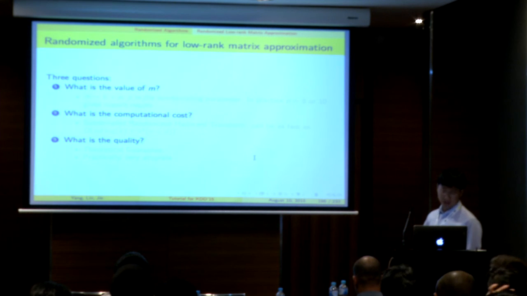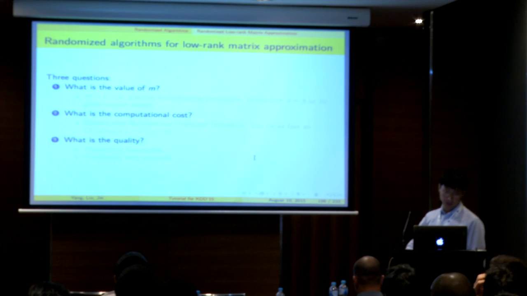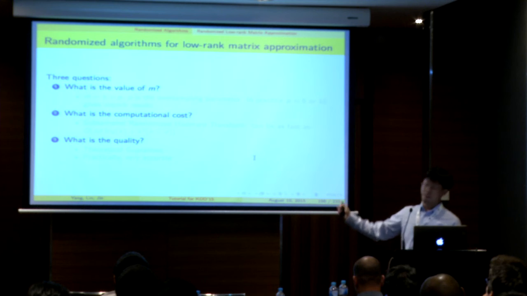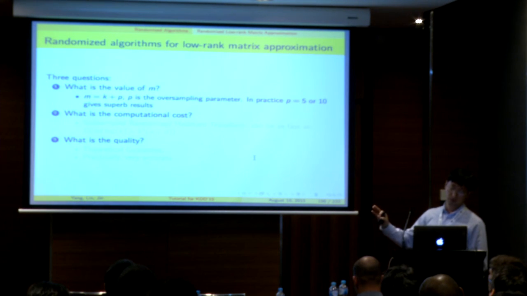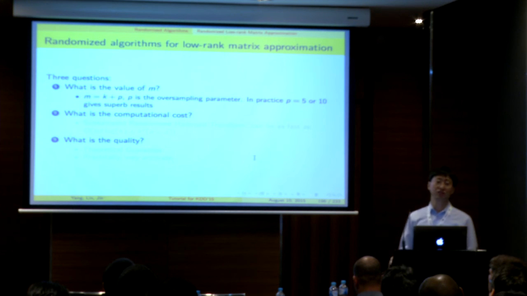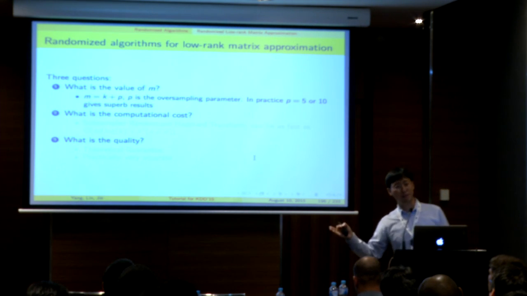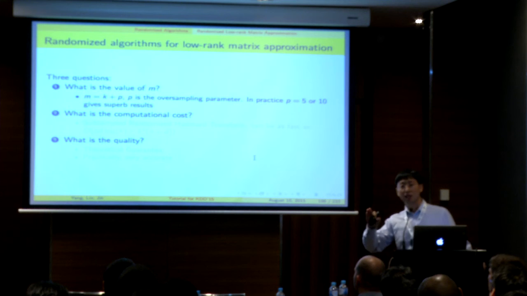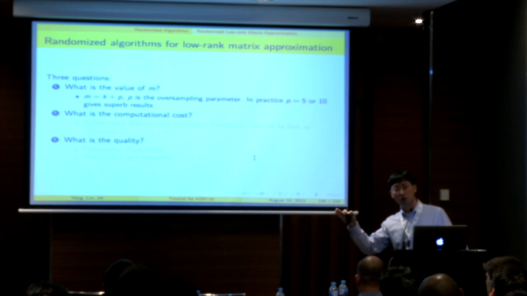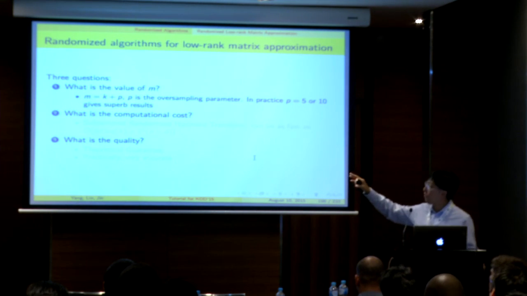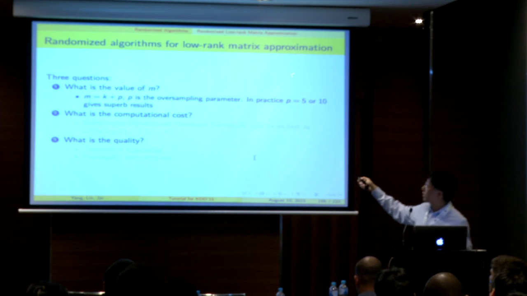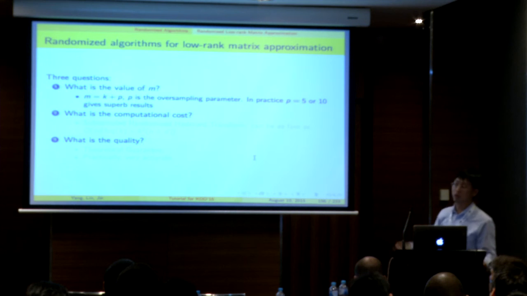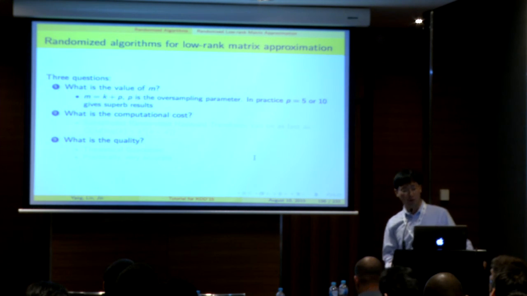So there are several questions I want to answer here. First is, what's the value of M? Okay. In theory, you can imagine if you use JL transform subspace embedding, this M would depend on K, K times a log term. In practice, you can make M to be K plus a smaller value P. Okay? So in practice, you can set P to be 5, to be 10, which will give you very good results. So what is the computational cost?